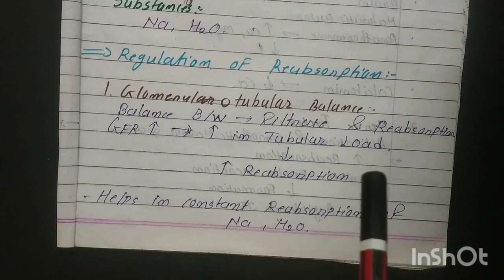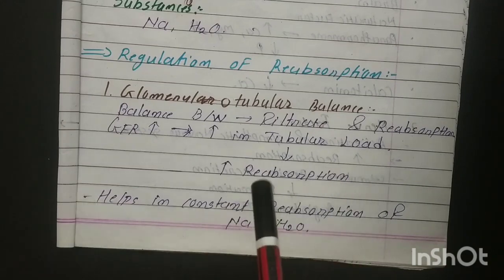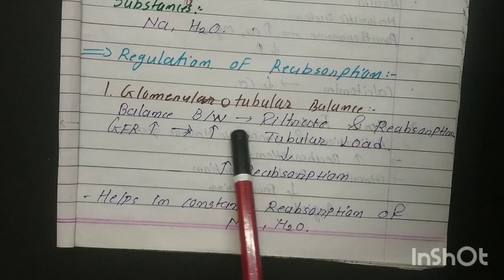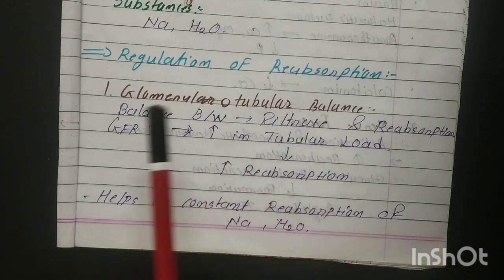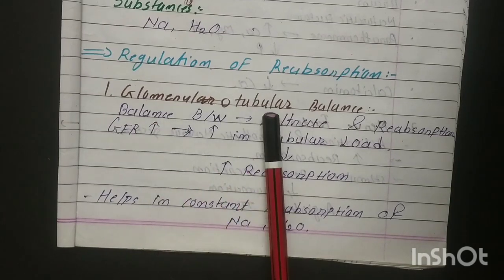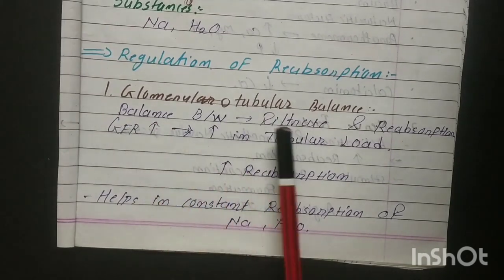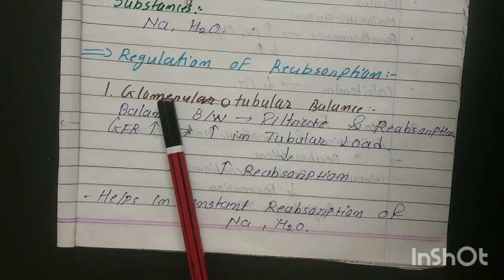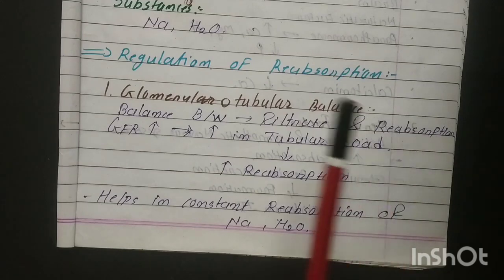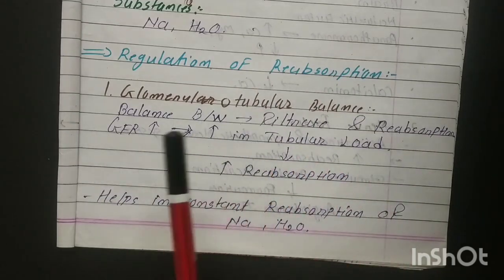See the regulation of reabsorption. Several factors are responsible for it. The first one is the glomerulotubular balance. As its name suggests, it is the balance between glomerular fluid and tubular fluid, that is, the balance between the filtrate, which is nothing but the glomerular fluid, and reabsorption in the tubular portion.